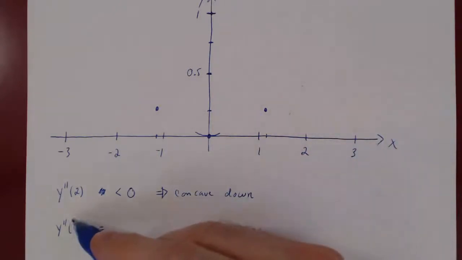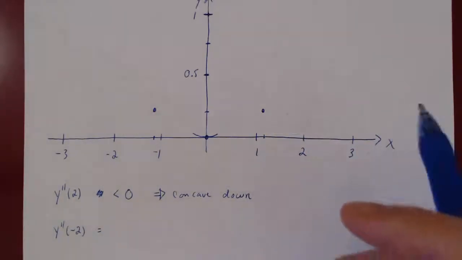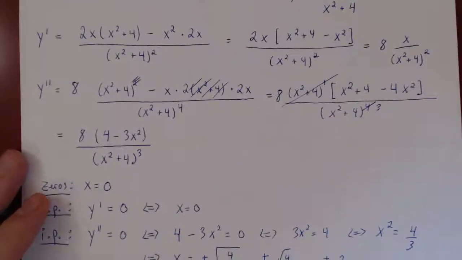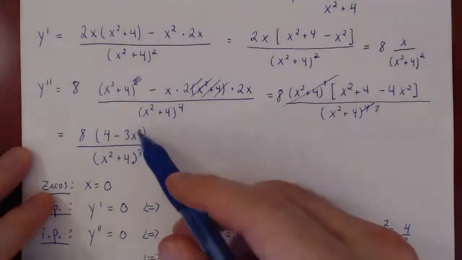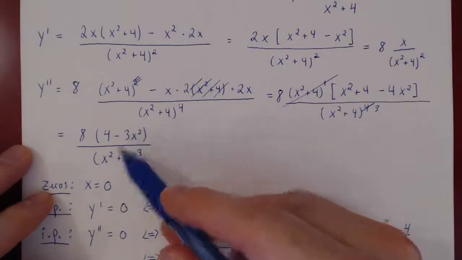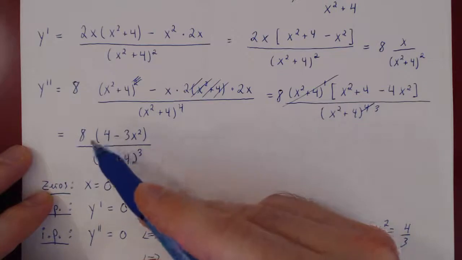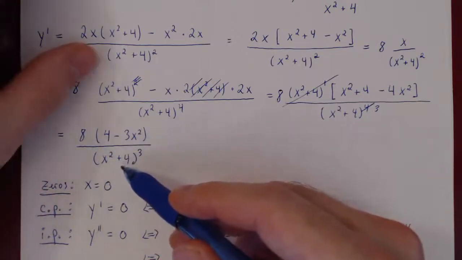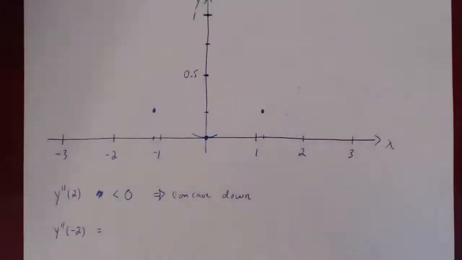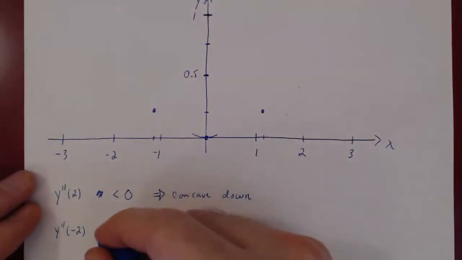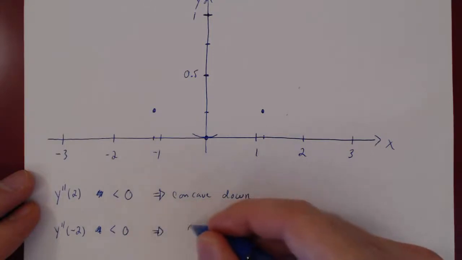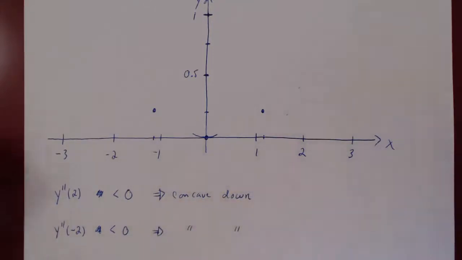And what about when x is negative 2? Well, if you go back to the second derivative, you notice that the value of x is squared in both instances. So whether you plug in x equals 2 or negative 2, you get the exact same value. So the second derivative is also negative at x equals negative 2. Which implies that the curve is also concave down.